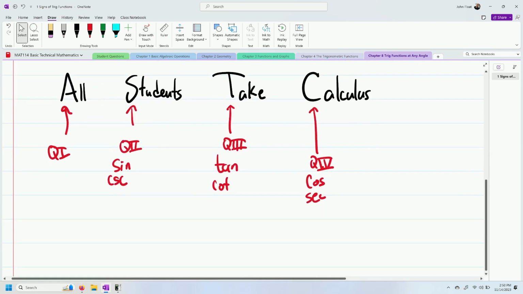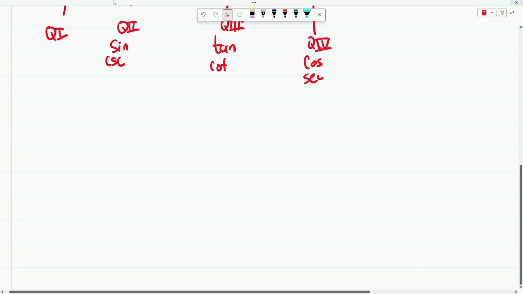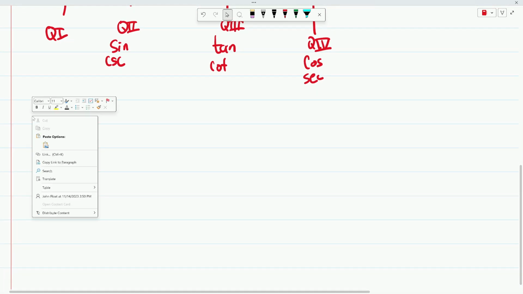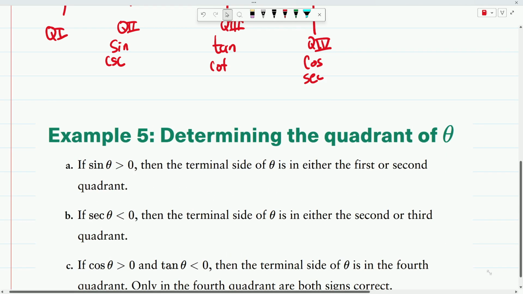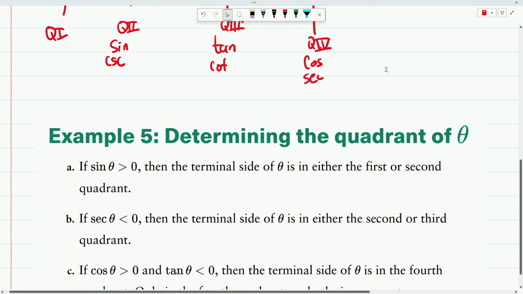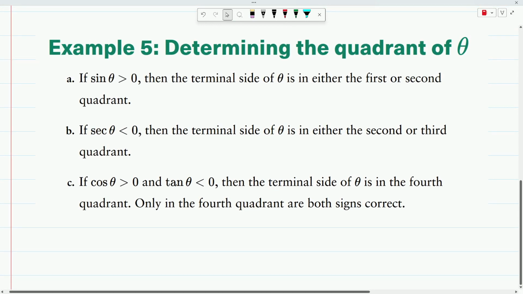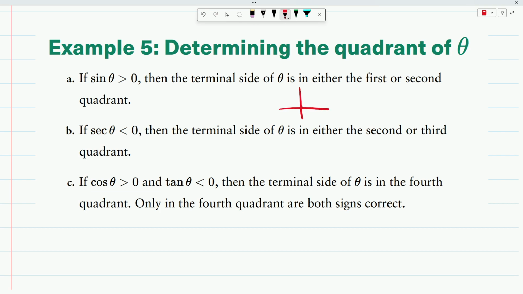Also, in your textbook, they give you a pretty nice little example that helps you remember what quadrant you're talking about given the sign. So for example, part A, if sine theta is greater than 0, then the terminal side of theta is either in the first or second quadrant, meaning you could be in 1 or 2 because sine theta is a positive number.